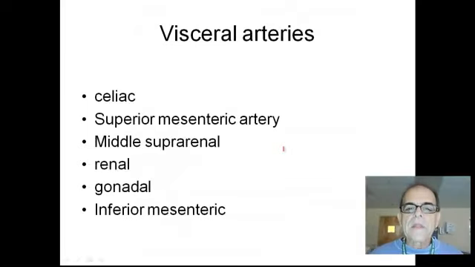Visceral arteries of the aorta. The first branch that you can see with ultrasound is the celiac trunk. The celiac trunk has the branches left gastric, splenic, and common hepatic artery.